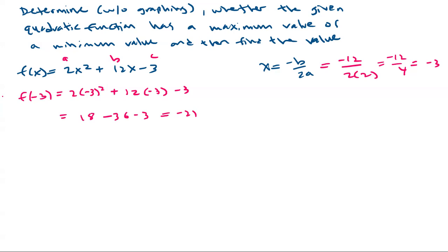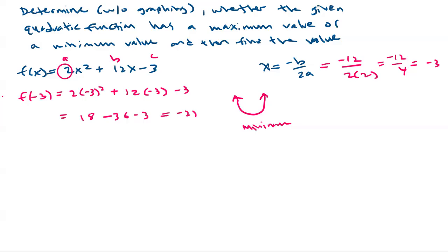All right. So now we need to figure out, is this a maximum value or a minimum value? Well, let's look at our parabola. In this case, we have a positive 2, that means we have a happy parabola. If it's a happy parabola, that means this is a minimum. So this is a minimum value.